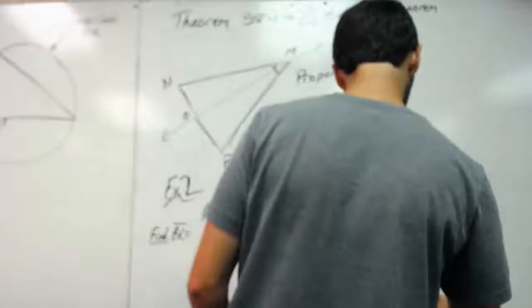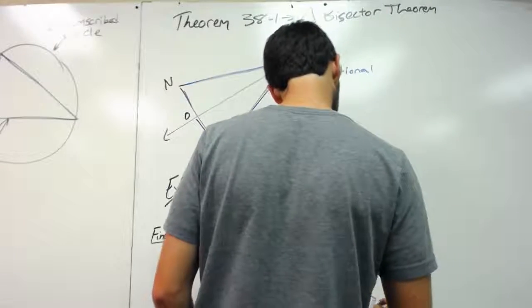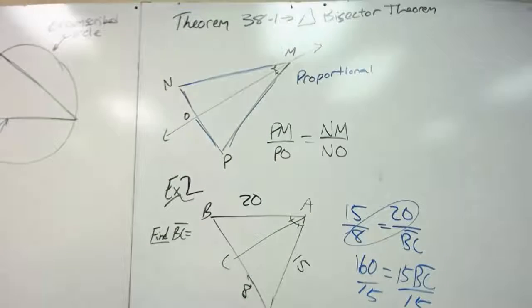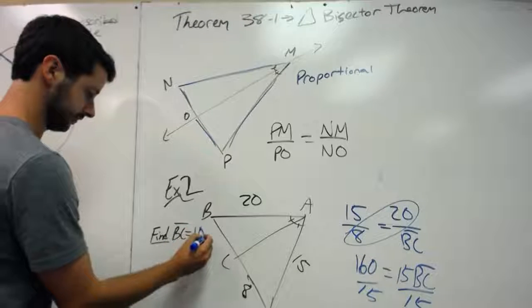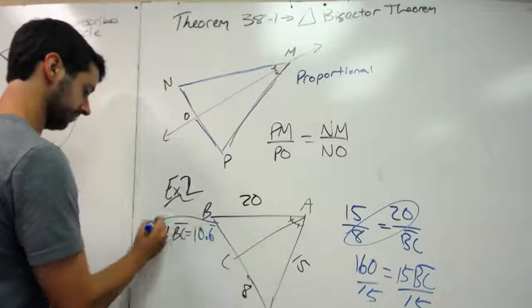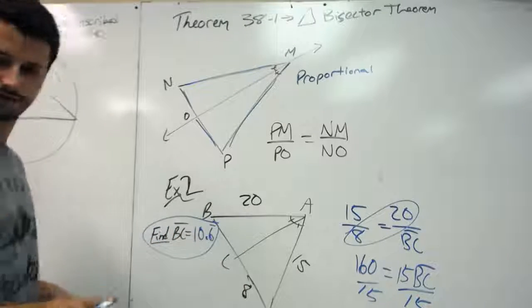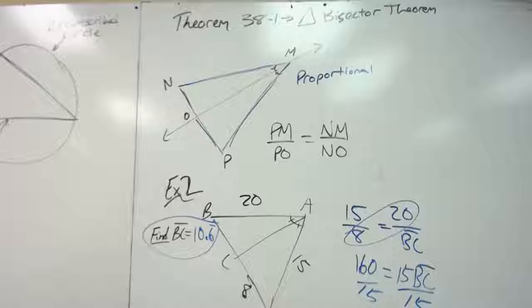Divide it by 15, get BC by itself. And 160 divided by 15 equals 10.6 repeating. So they gave us a nice fine number there, 10.6 repeating. And that is how you do the triangle angle bisector theorem. But that is the end of lesson 38. That's all we're going to cover.